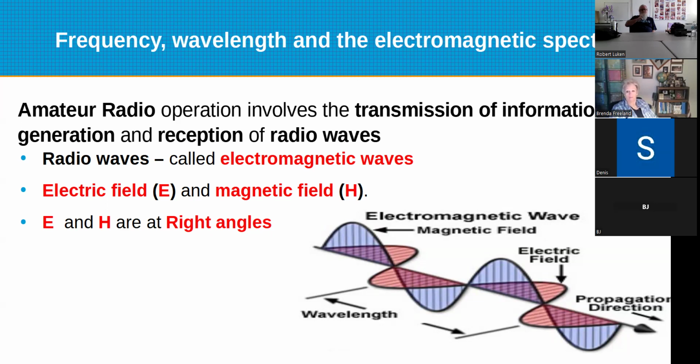Amateur radio is basically utilizing transmission of information by radio waves, which we call electromagnetic waves, because it's composed of an electric and a magnetic field that are orthogonal or at right angles to one another. Primarily, we use the electrostatic part of the wave.